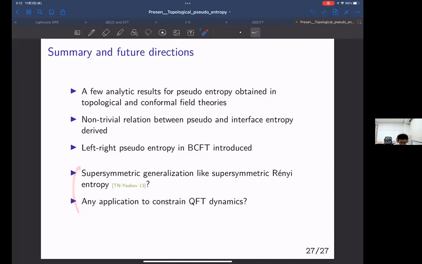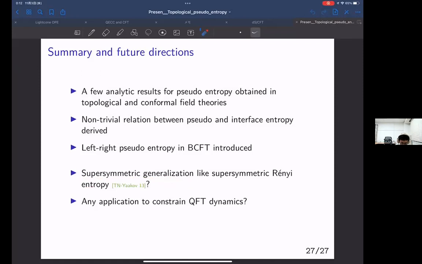But the following are the future directions. We didn't have nice applications so far. So one direction to go would be to find many more concrete examples where we can apply the pseudo entropy to constrain, say, QFT dynamics. Possibly the pseudo entropy satisfies other types of inequalities than entanglement entropy.